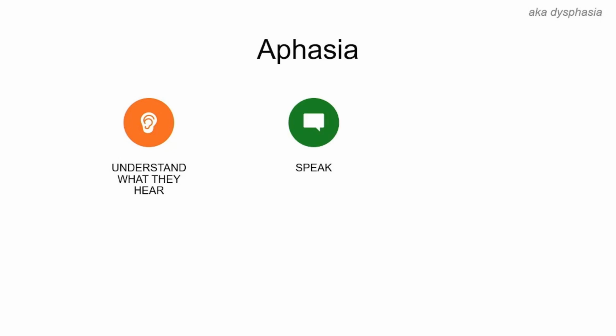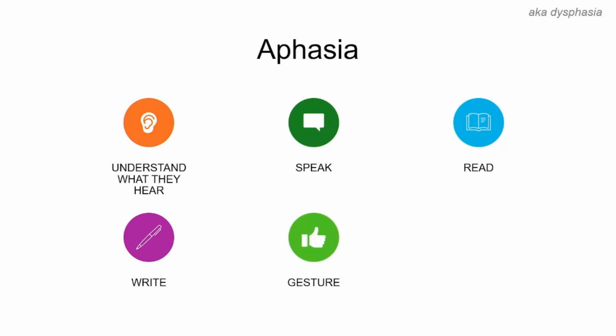So aphasia is a language impairment. And what that means is that a person might have trouble understanding what they hear and processing that language. They might have trouble speaking and saying what they want to say, getting the words out, organising their sentences. They might have trouble reading and understanding what they read. Writing, either with pen and paper, texting, typing, gesturing, and also using numbers.